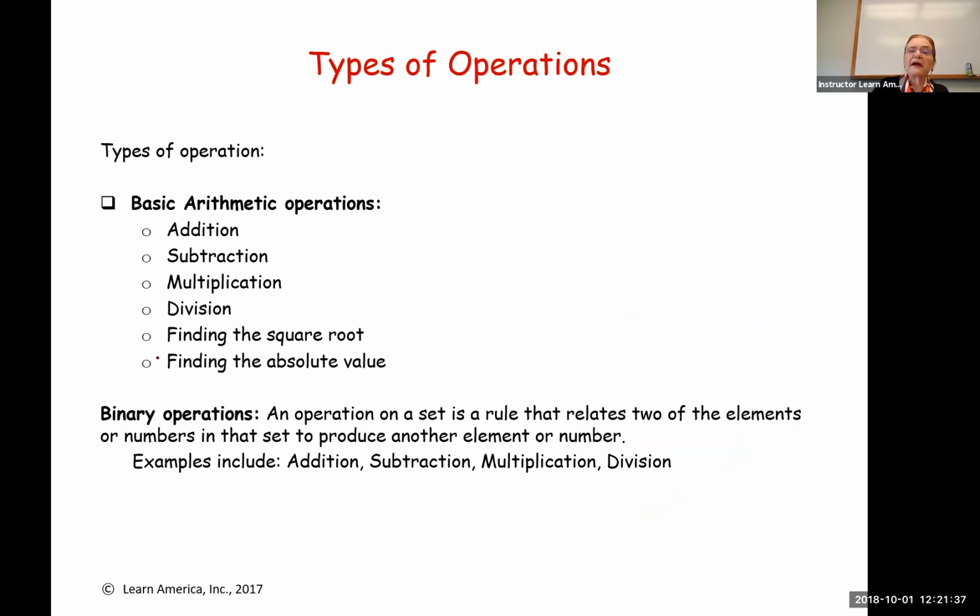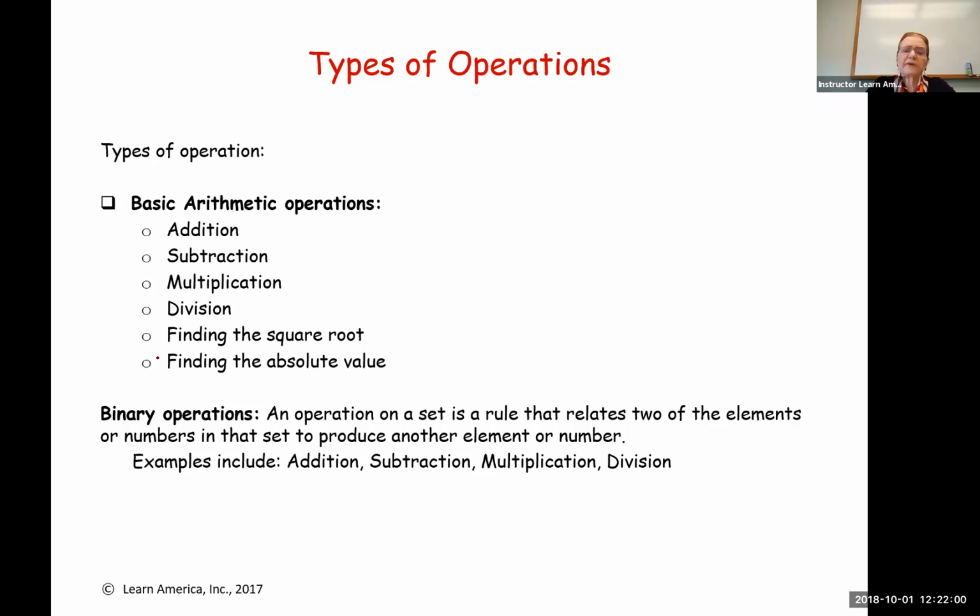Okay. Now, if you're not out of breath by now, with all of that terminology, now we're going to look at how we combine these things, how we operate on these numbers. Of course, you're already familiar with most basic arithmetic operations: addition, subtraction, multiplication, division, probably also finding square roots and finding absolute values of numbers.